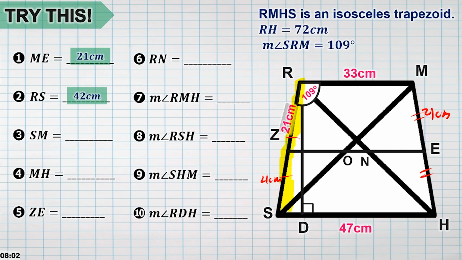Ano ang nakitang sagot? Ilang centimeters si line segment SM? I think this one is diagonal SM. Na-type niya kanina na ang sagot natin ay 72 centimeters. Very good. Next, how about line segment MH?